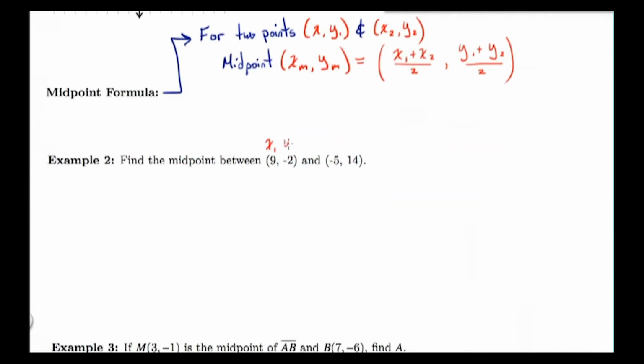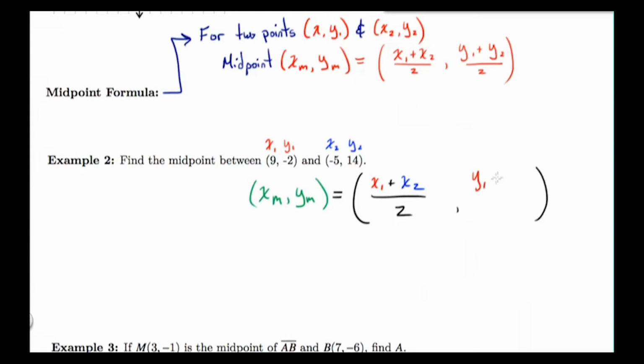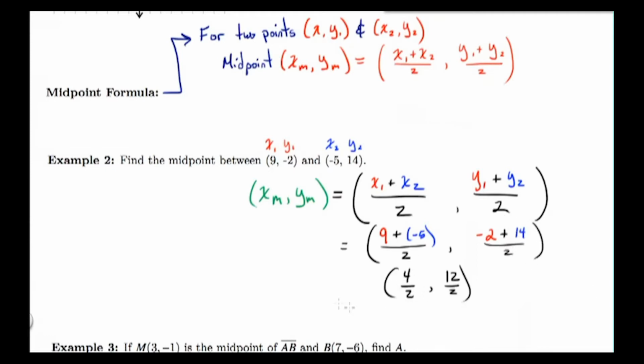So for example 2, I'm finding the midpoint between 9, -2 and -5, 14. I encourage you to label the points here so you don't confuse them on the formula. I'm going to rewrite the same formula as above and just substitute x sub 1, x sub 2, and y sub 1 and y sub 2. We're adding the coordinates and dividing by 2, and I get 2, 6. That's the coordinates for my midpoint.